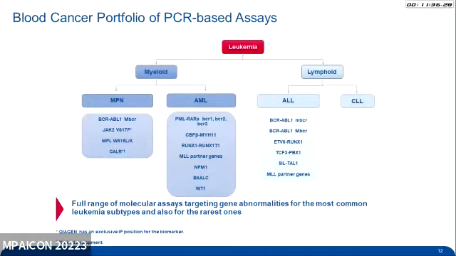And then apart from this, we have multiple solutions for leukemia, also in myeloid, with MPN, AML, ALL, CLL. We have solutions in most of the areas, and all the assays are based on the NCCN guidelines, according to which the assays have been designed, because these are being sold globally in all the regions.